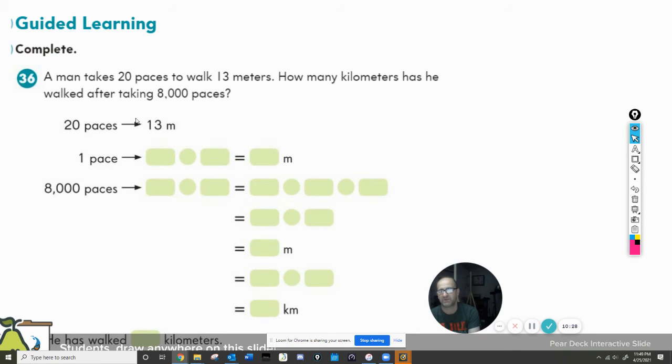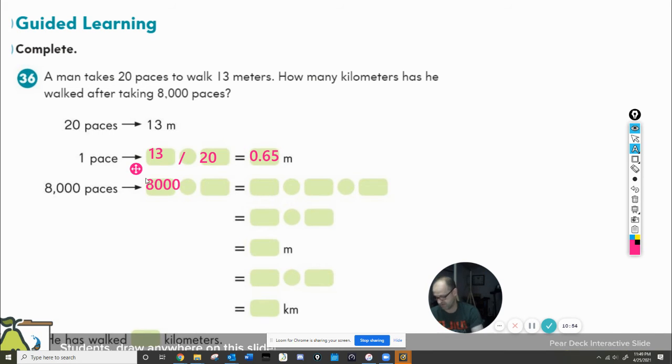Okay, this one is a little bit better. He goes 13 meters and 20 paces. To get 1 pace, you're going to do 13 divided by 20, and you're going to get 65 hundredths of a meter. Then you need to do 8,000 times 0.65.